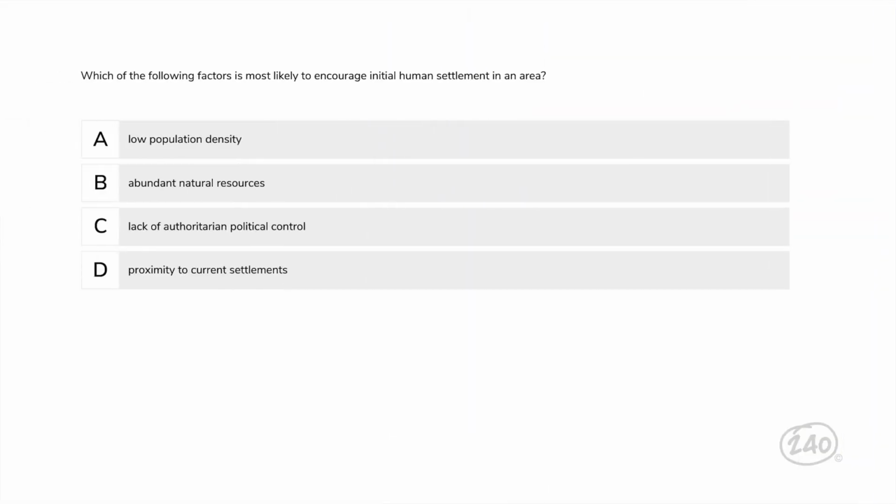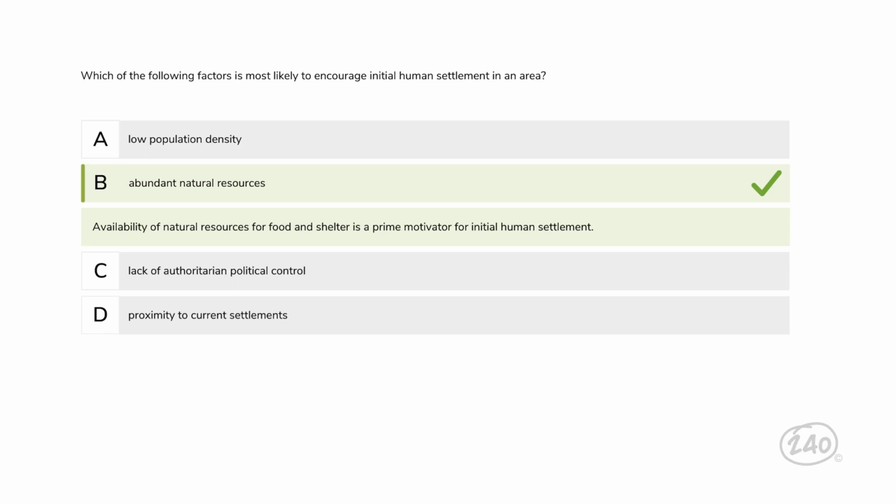Let's see a question from Category 2, shall we? Which of the following factors is most likely to encourage initial human settlement in an area? Out of our choices, abundant natural resources is best. Like I told you, water is important.